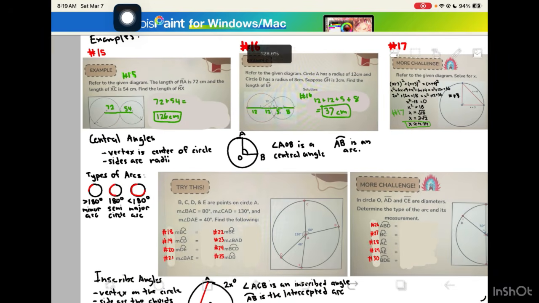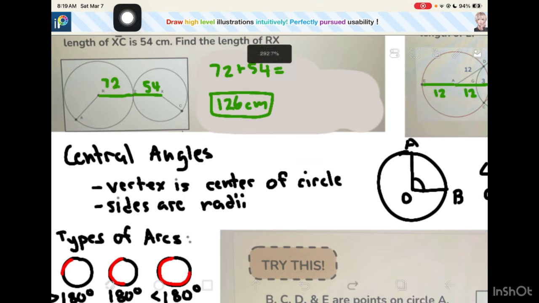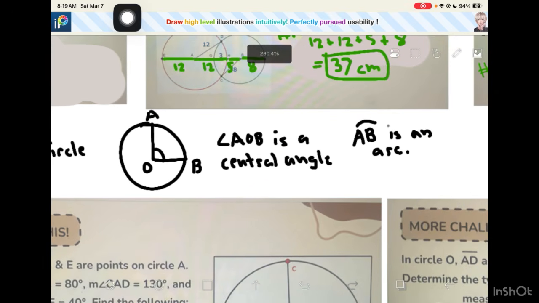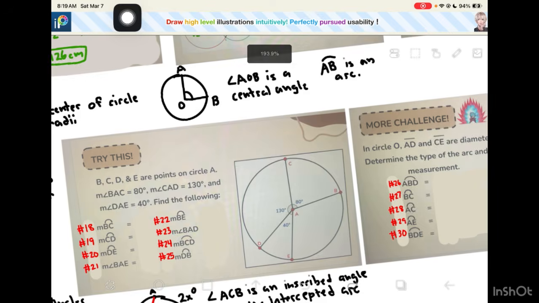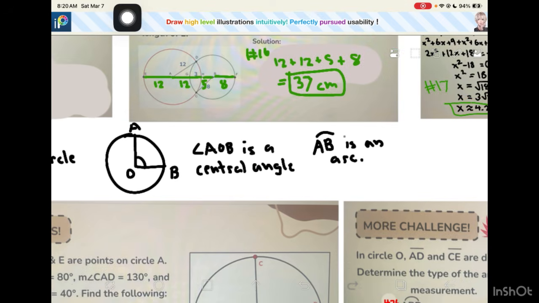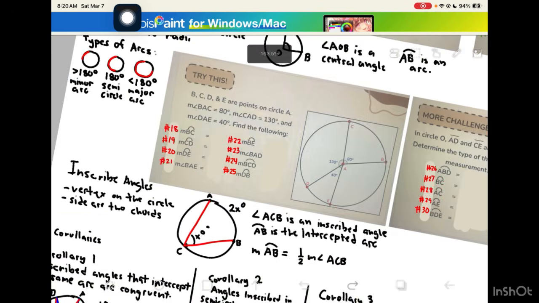Okay, there. Alright, something a little bit easier. Let's try central angles. So for central angles, the vertex is the center of the circle, and the sides are radii. In this given diagram, we have AOB as a central angle, while arc AB is the intercepted arc. Remember that the central angle and the intercepted arc are the same. So the measure of angle AOB is congruent to the measure of arc AB.